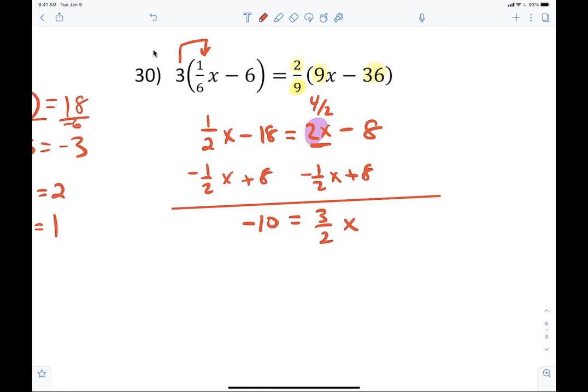4 halves minus 1/2 is 3 halves. And now we're undoing the fraction by multiplying by the, yes, multiplying by the reciprocal. Can anything cancel with the 10 and the 3? So x equals negative 20/3. Okay.